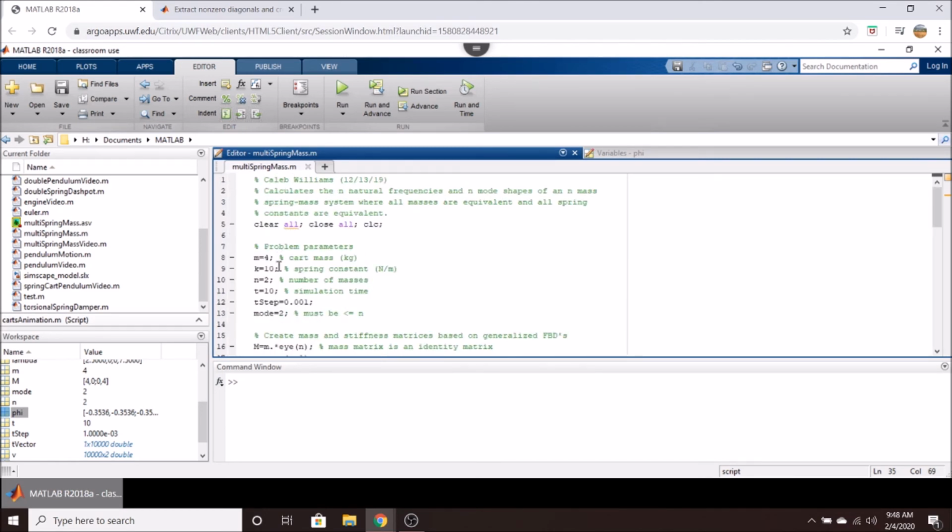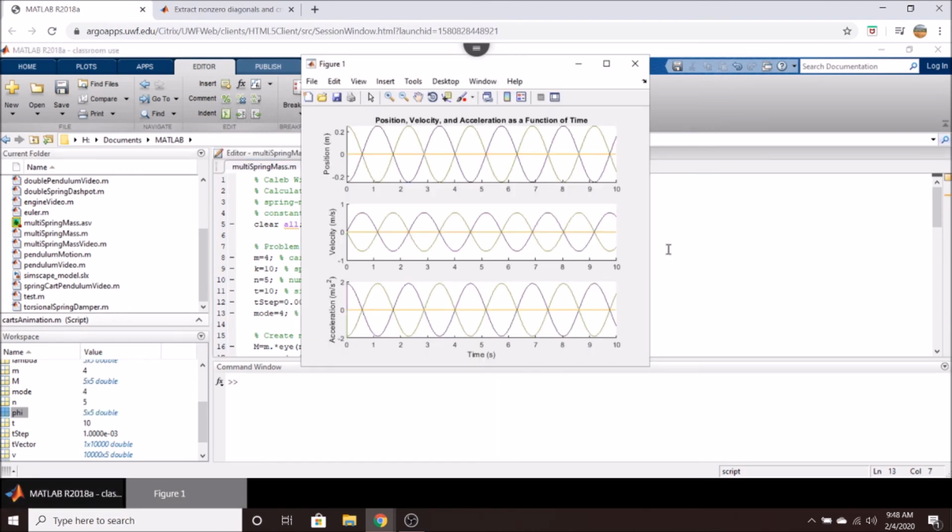So say we have a 5 mass system and we want to look at the fourth mode shape, we can do that, and we can run this, and then we'll get a plot. Here you can see that there's only 3 separate paths of motion, so a couple of the carts move together. You can see that one of the carts doesn't move at all. That would most likely be the middle one, and then the outer ones oscillate in pairs.